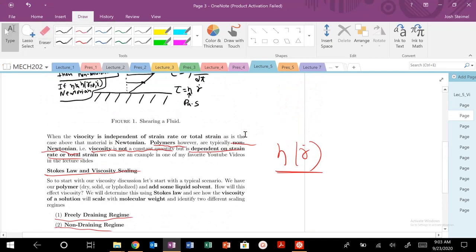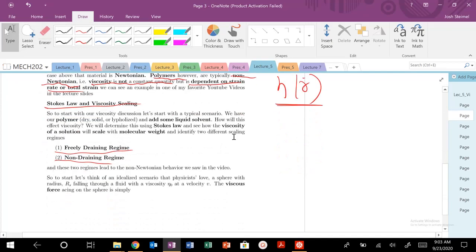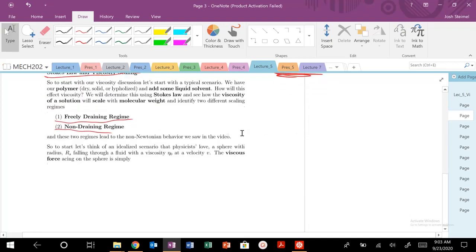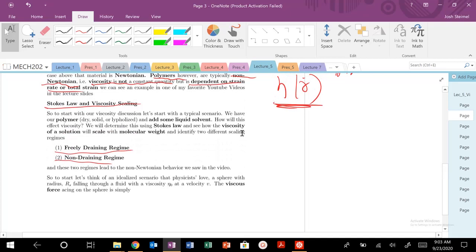So last time we talked about how polymers can behave as non-Newtonian fluids, which in essence means that our viscosity will change as a function of our strain rate or our total shear strain as well. So we want to figure out what leads to this kind of non-Newtonian behavior. So let's start out with just a typical scenario.